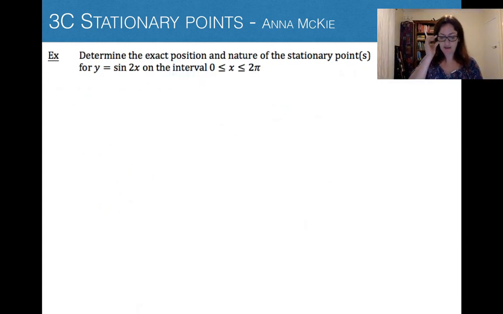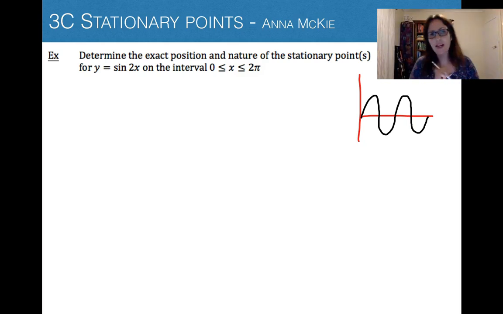Okay, and this one, and then just a point to add. Trig. Determine the exact position and nature of stationary points of y equals sine 2x. Graph it on your calculator and see what it looks like. And note the domain here. So you might as well restrict that, and it would look something like this. How many periods has it got? Something like that. So how many stationary points are you expecting there? How many horizontal tangents could you draw? I hope your answer is 4.